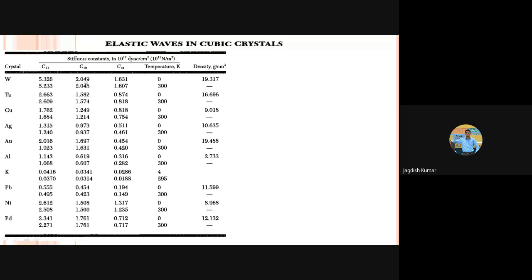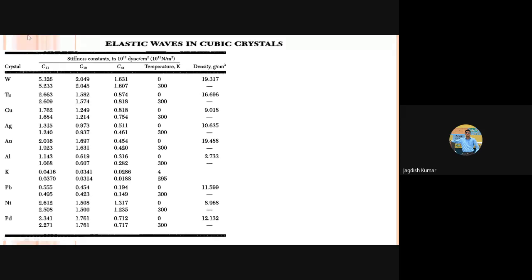Another trend we notice is that at low temperatures, these are higher. If you notice these numbers, for tungsten, W means tungsten, this is 5.326. Then at 300 Kelvin, it decreases slightly, 5.233. This is 2.049. It slightly decreases, 2.045 at 300 Kelvin. This is 1.631, 1.607. And this trend can be observed for every case. You can see even for lead, this is 0.555, 0.5495, 454, 423, 194, 149.